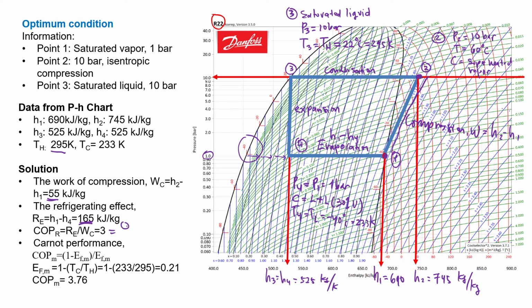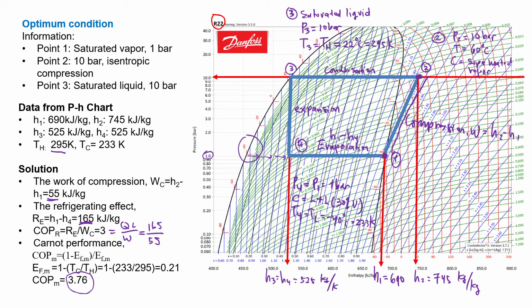Next we can find the coefficient of performance of the optimum refrigeration, which is equal to QL divided by work. QL is the refrigeration effect, 165 divided by 55, which is the work. Then we get 3. And then the Carnot performance, we have defined the TL and TH, and we obtain that the Carnot performance is 3.76. So our optimum performance is 3, and the ideal performance is 3.76.